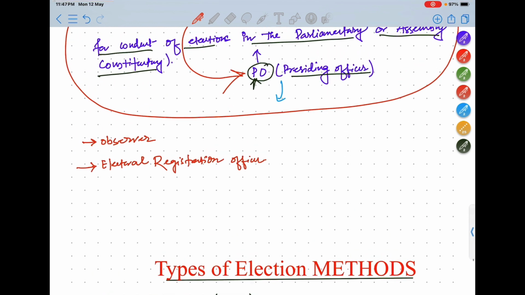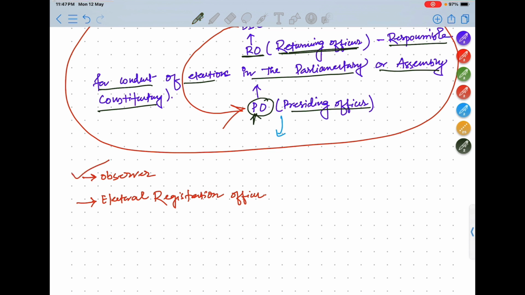There are some other offices also, for example the observer. The Election Commission of India nominates officers of the government as observers, so they act as observers. Observers can be of two types: general observer or election expenditure observer. You don't have to read in this much depth. You just need to know that the observer is appointed by the Election Commission of India.